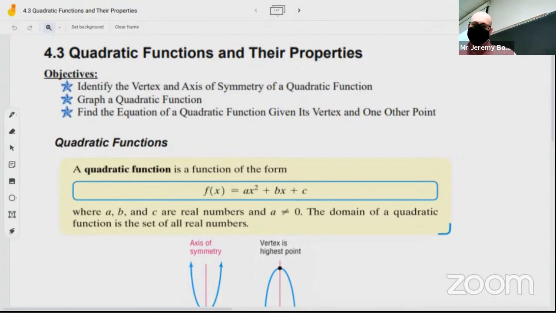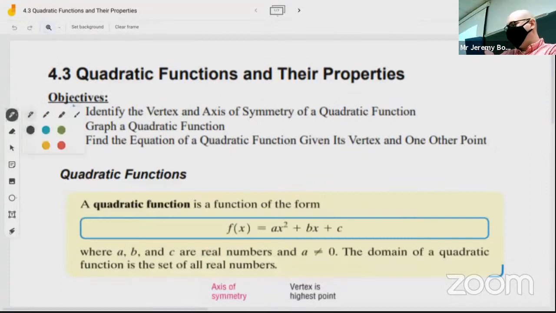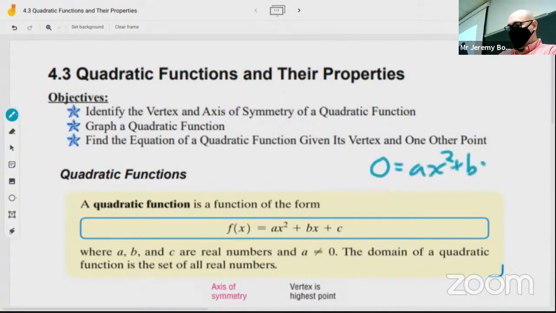This is when I feel like we start getting into some new type of functions. Start talking about quadratic functions and their properties. Now, we already talked about quadratic equations, if you recall. The quadratic equation was 0 is equal to ax squared plus bx plus c. A quadratic function is going to follow that same format. It's just instead of 0, we're going to have f of x.